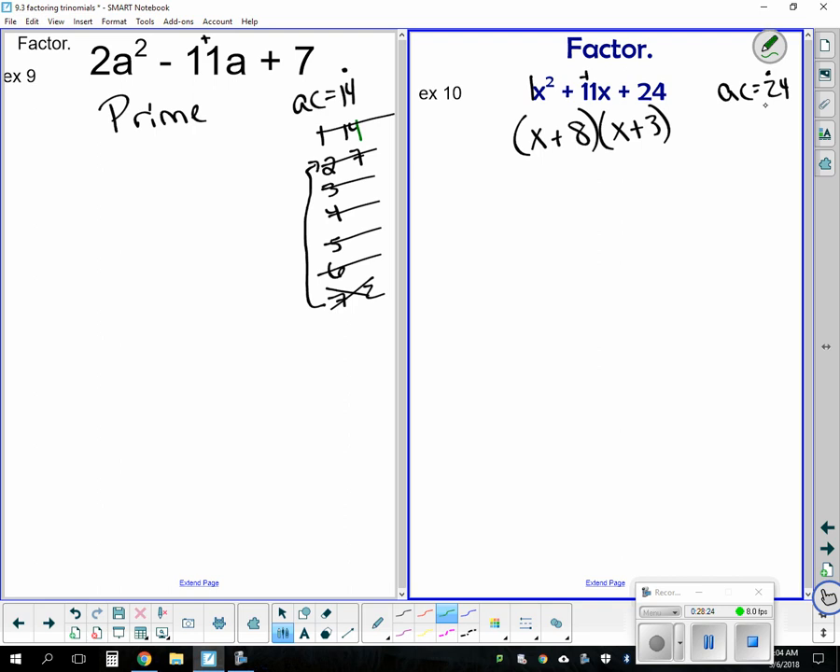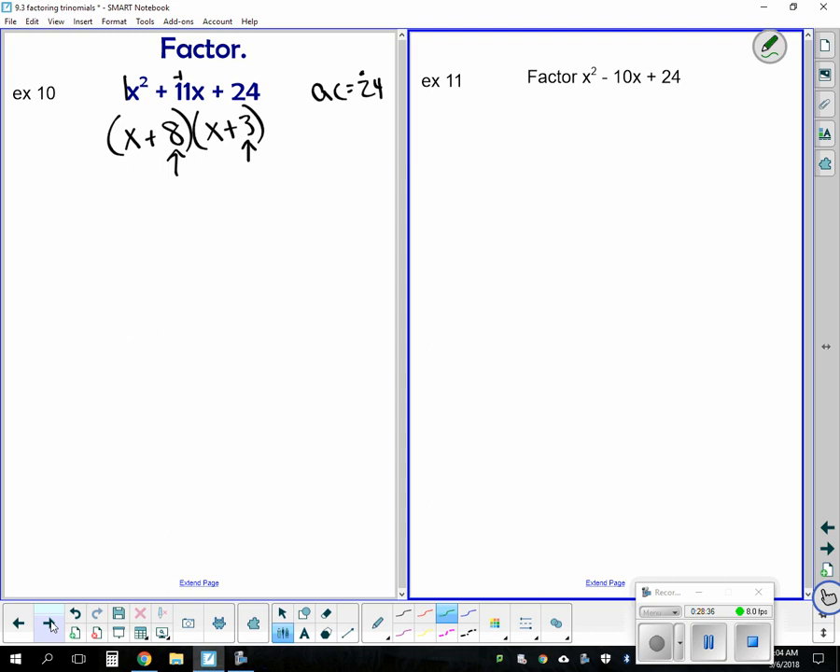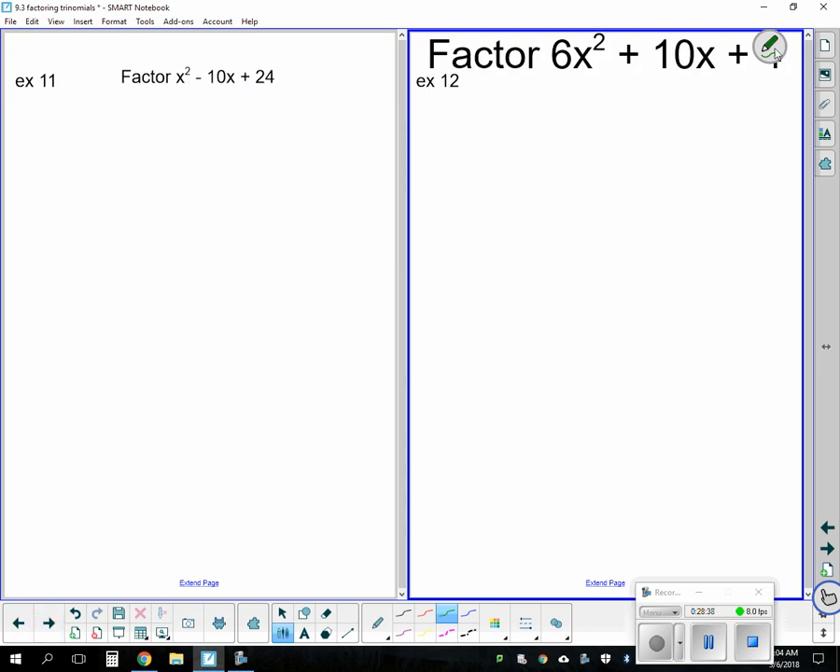The second one, I did the shortcut on. Because A was 1, I found two numbers that multiplied to 24 and added to 11. I put them in here. And what times what gives me x squared? X times x. You can always check these by multiplying them back out. Okay, you guys try these two.